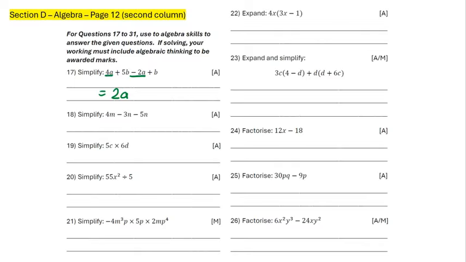I can then deal with the B's. I've got 5B plus B. That there is going to be 6B. That there will get you an achieved mark. Most of this is new, so there won't be many developing marks in this section.